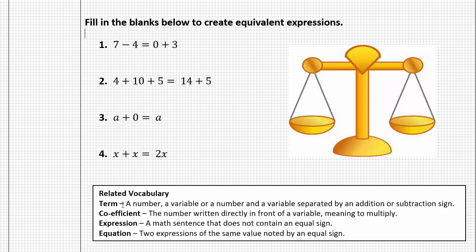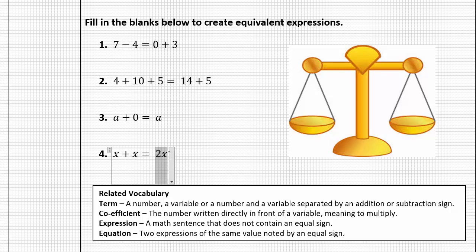The first one is term, which is a number, a variable, or a number and a variable separated by an addition or subtraction sign. So like right here, this expression on the left has 2 terms. It has 2 numbers that are separated by a subtraction sign. So 7 and 4 make 2 terms. Same with over here.